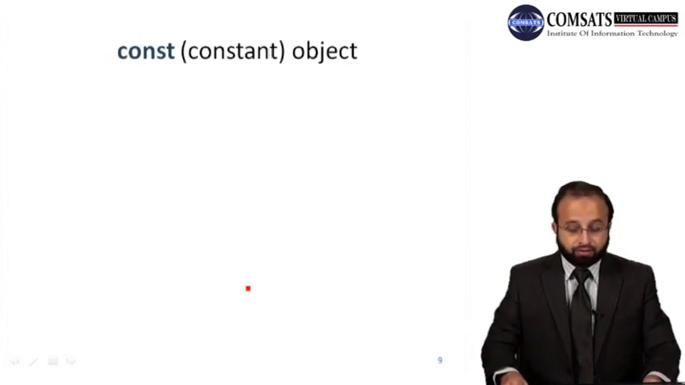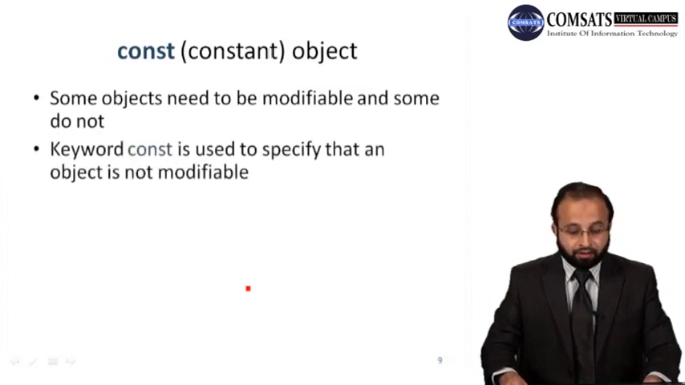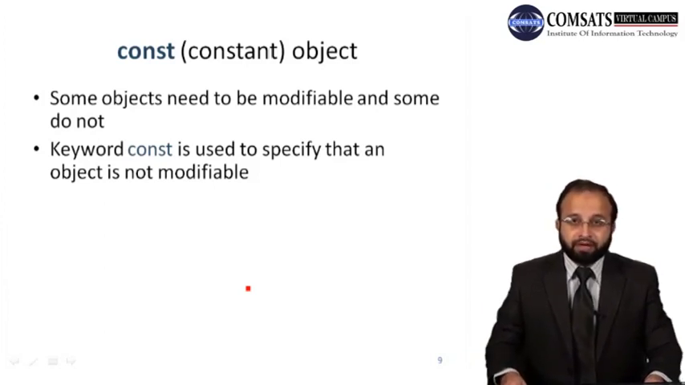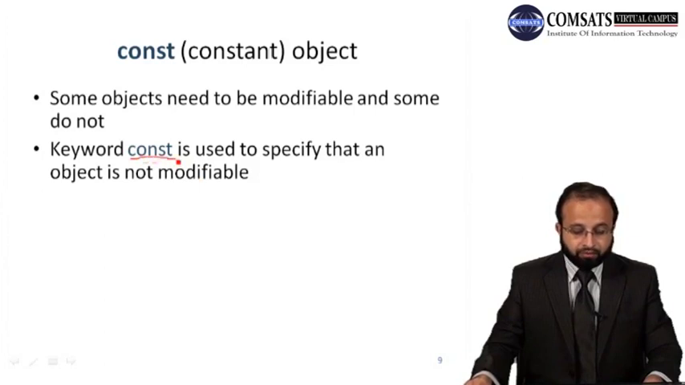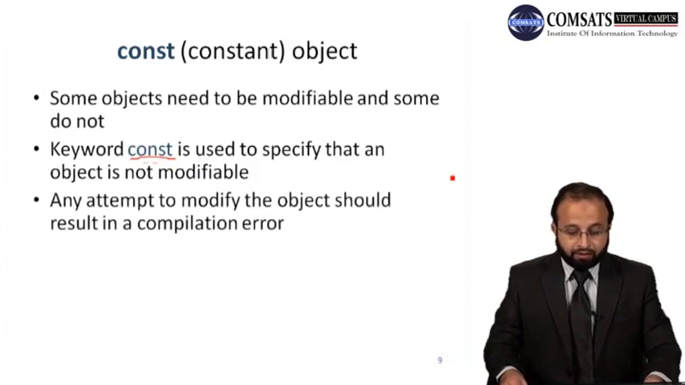Now let's see the constant objects. Some objects need to be modified and some do not. The keyword const is used to specify that an object is not modifiable. Modifiable means that you can change the value of the private data member of that object. If the object is constant, it is not possible to change the private data member of that object. We use the same keyword const that we use for a simple variable. Any attempt to modify a constant object should result in a compilation error.